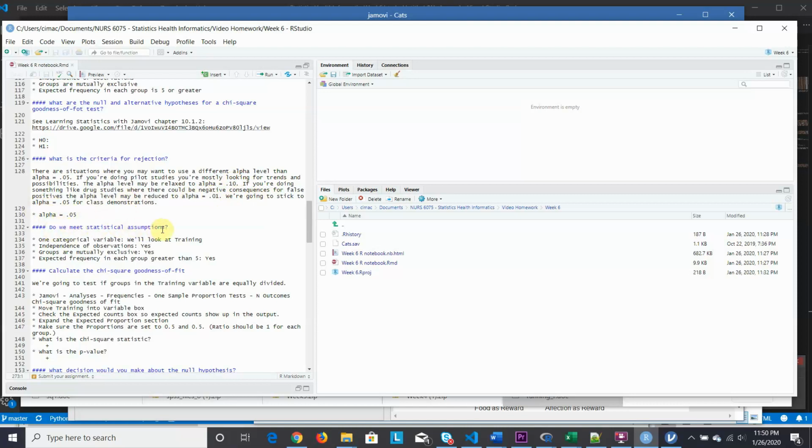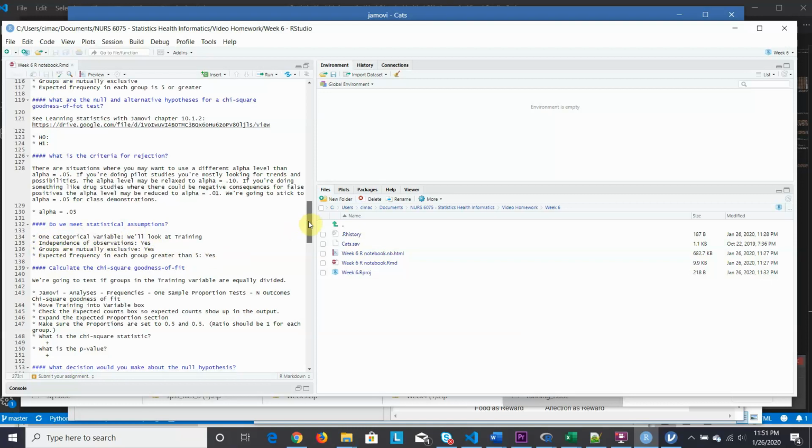Do we meet the statistical assumptions? And for this test, yes, we do. We're just looking at one variable, which is training. Are the observations independent? Yes. Are the groups mutually exclusive? Yes. They can't belong to more than one group. And expected frequency in each group is greater than 5. And yes, it is.